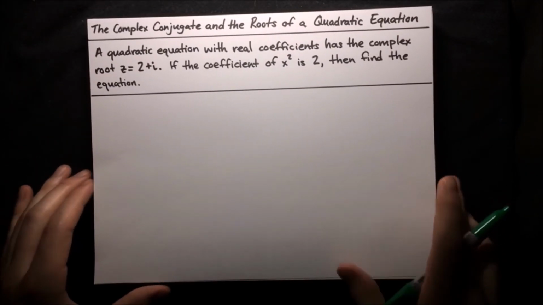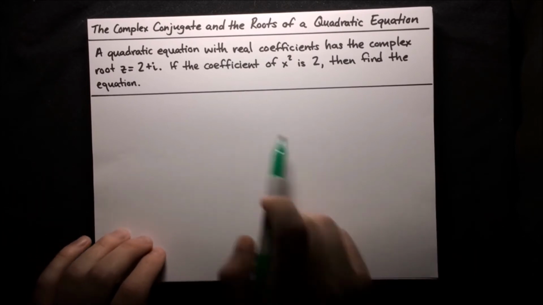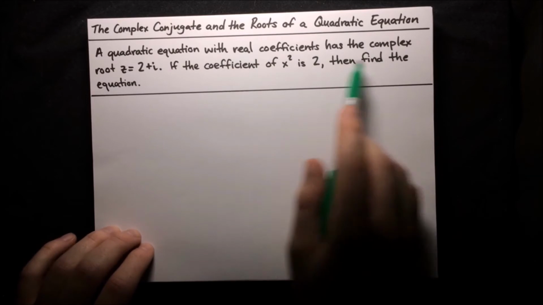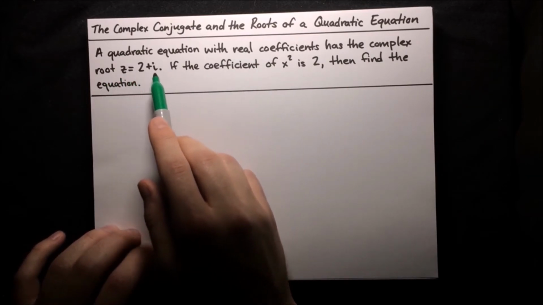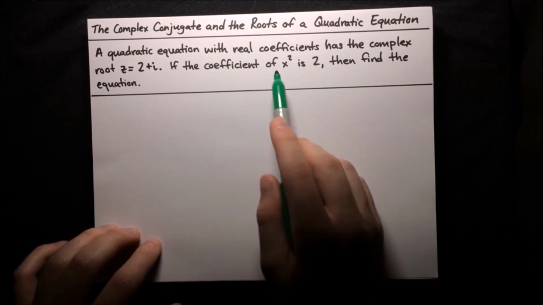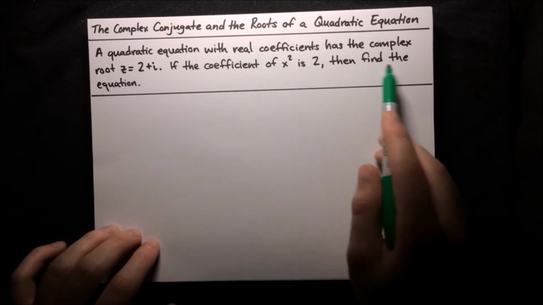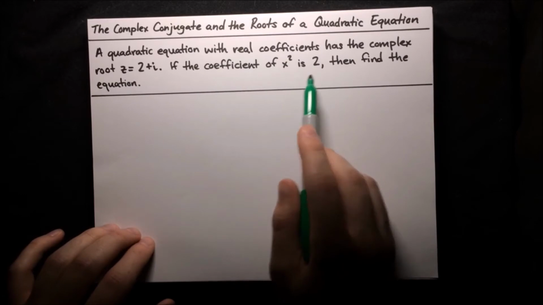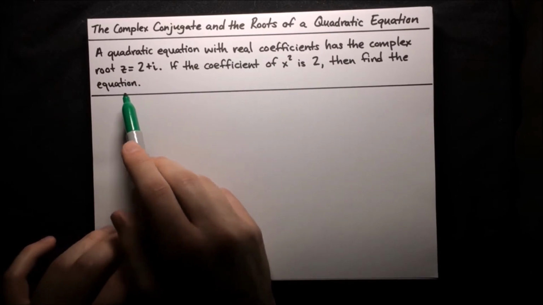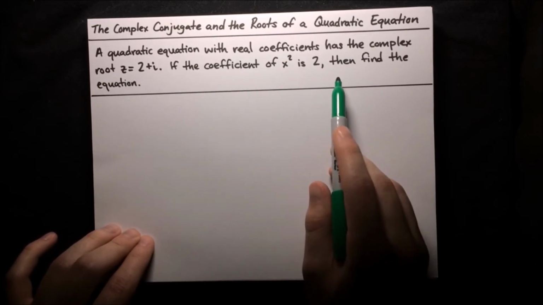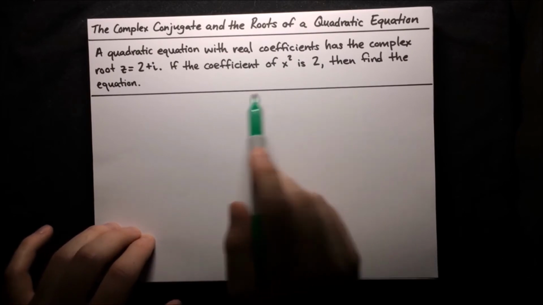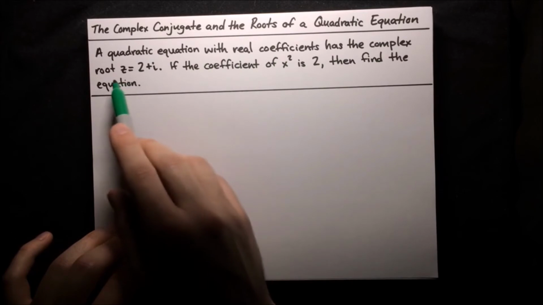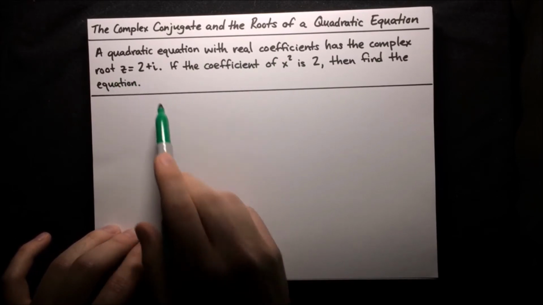Alright, so let's see another application of that theorem. Here the question is, a quadratic equation with real coefficients has the complex root z equals 2 plus i, and if the coefficient of x squared is 2, then find the equation. So now we're not just finding the other root, but finding the entire equation. But let's just take things one step at a time and start with the immediate implications of this quadratic equation with real coefficients having this complex root z equals 2 plus i.